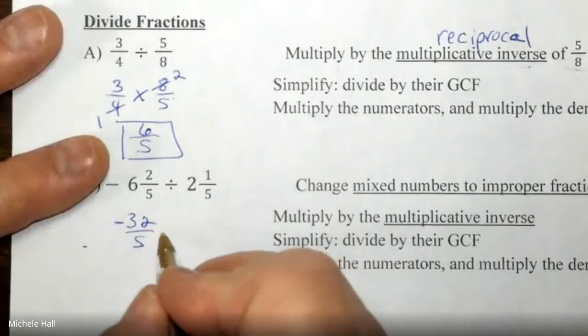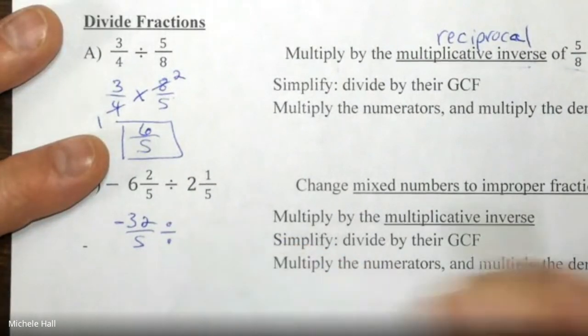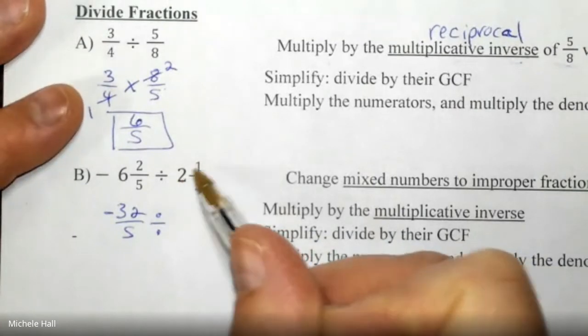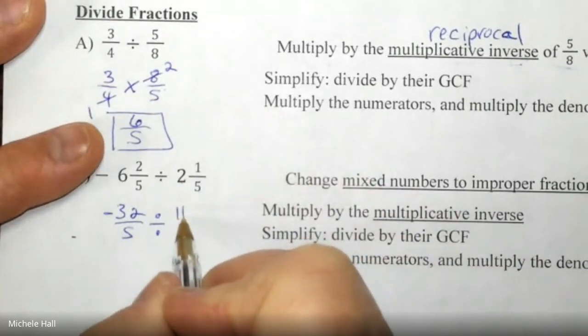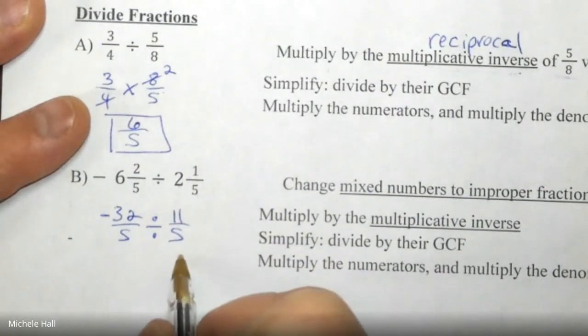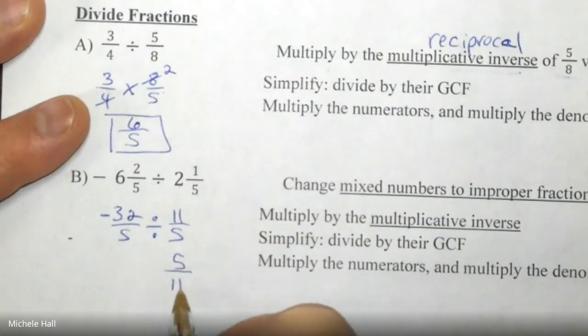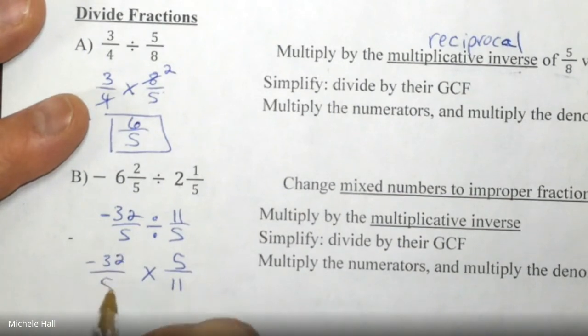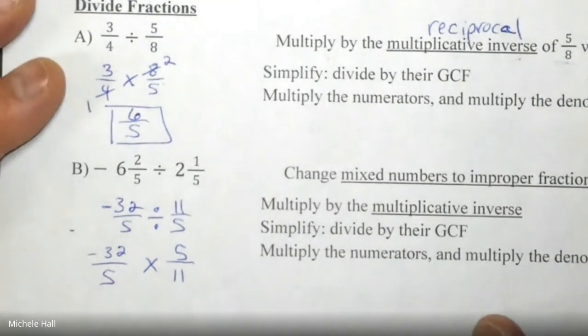We're still dividing. All we're doing is changing to improper fractions. 5 times 2 is 10, plus 1, 11/5. And now I'm going to use the reciprocal, and I flip it, and it becomes 5/11, and that changes it back to a multiplying problem. Is there any cross canceling that can be done?